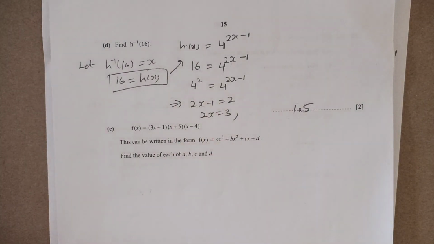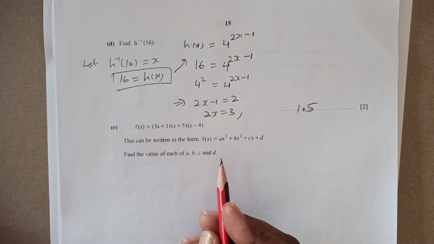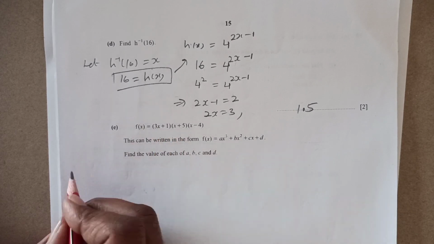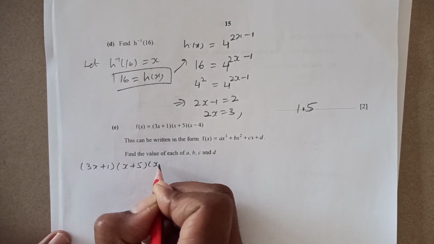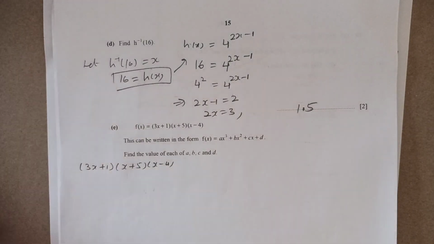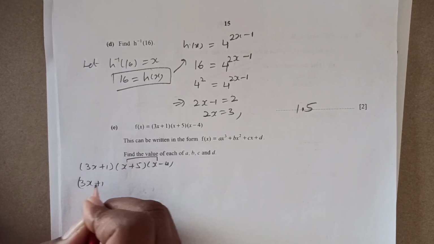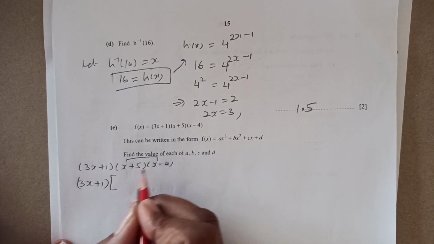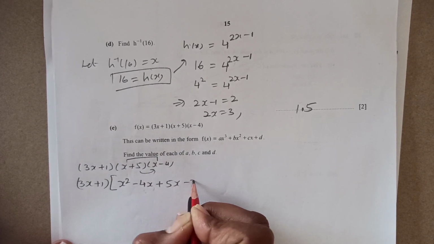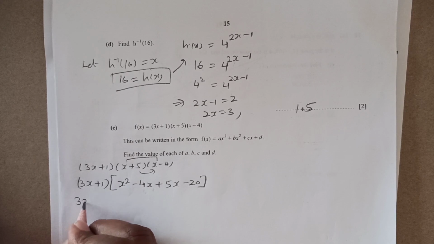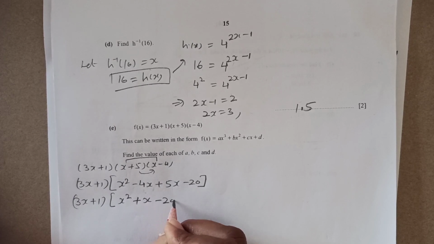Now part E, we have f(x) equals this, which can be written in this form. Find the value of a, b, c and d. The only thing we can do is expand this: 3x plus 1, then (x + 5)(x - 4). We can expand the brackets one by one. I will start with these two. 3x plus 1 remains as it is. When you multiply, x times x is x squared, minus 4x, then plus 5x minus 20. Go slowly so that you don't make any mistake. So this is x squared plus x minus 20.